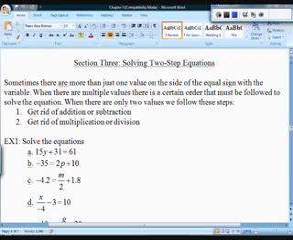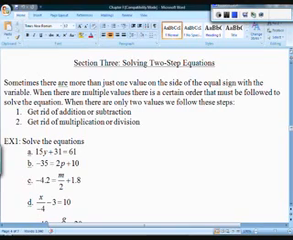Okay, here we go. Section 3, solving two-step equations. Every equation that you have solved thus far has been one step. You move one thing over. We did talk about some where you had to do a couple of things that you could probably technically call a two-step equation. But today is solving true two-step equations.